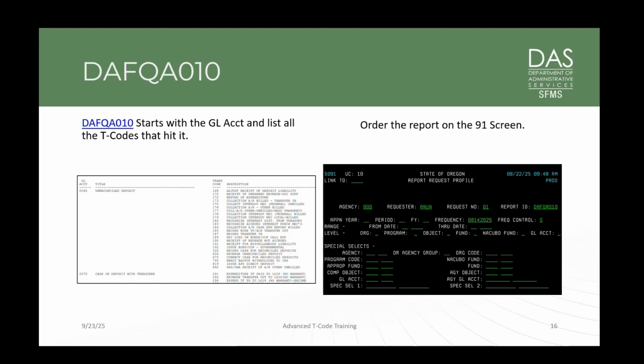There is also the DAF QA 10. It's a report that you can order in RStars, and you can order it on the 91 screen. Over there is listed just what you would need to enter to be able to order it. But it starts with the GL account, and then it lists all of the T codes that hit it. So maybe you're a paper person and you want to print it out and order it. It's going to list the GL account, and then it's going to list any T code that might hit that GL account. So maybe that's where you want to start. It's a great tool as well.